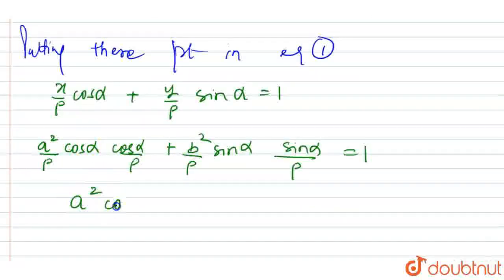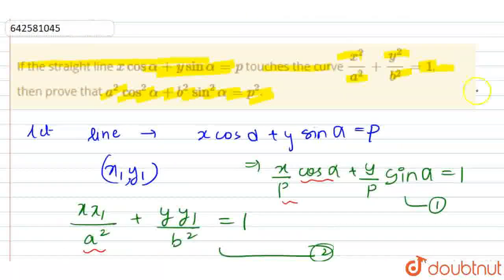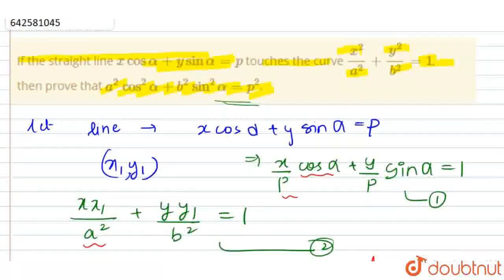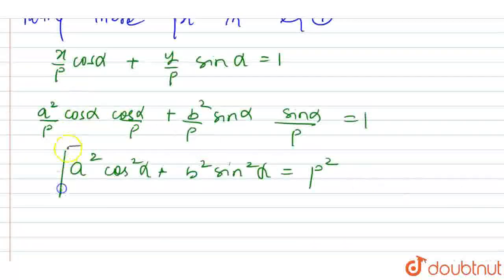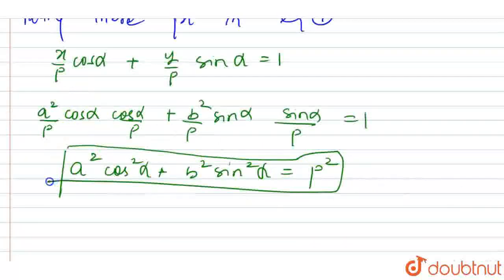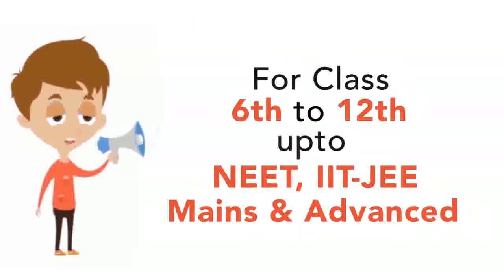So a square cos square alpha plus b square sin square alpha is equal to p square, and that is what we have to prove in the question. So we have shown that a square cos square alpha plus b square sin square alpha will give us p square. Thank you.